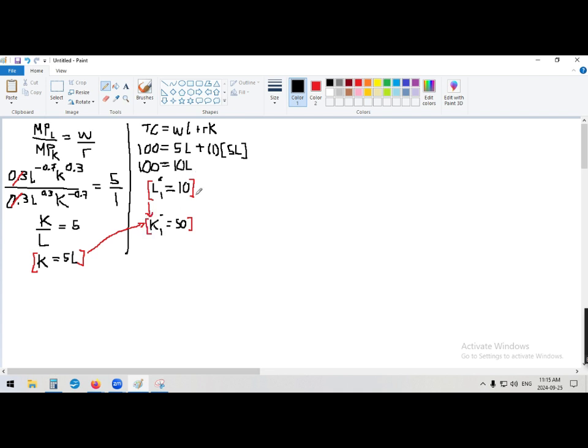So what this gives us is one point on the labor demand curve, because we have an L of 10, and that goes with the wage rate equal to 5. So that's going to be our first point for the later part of the question.